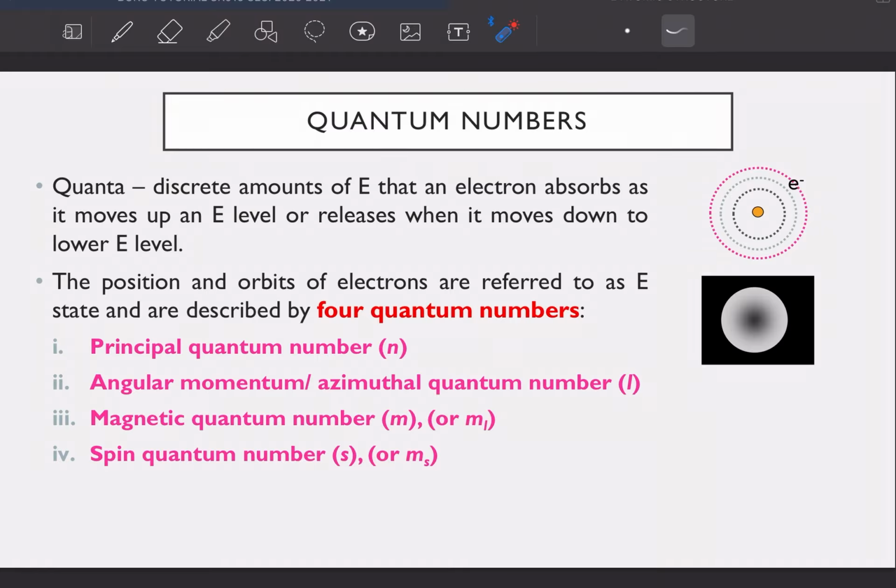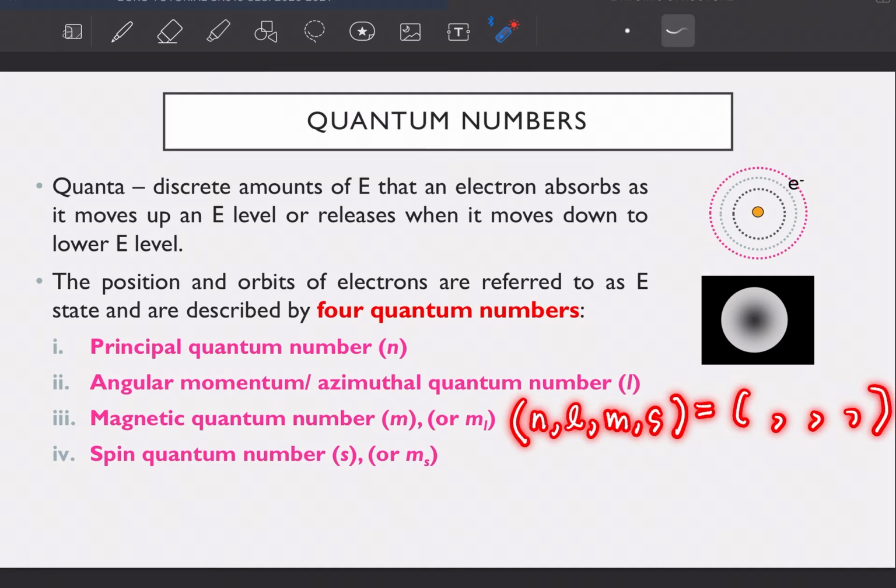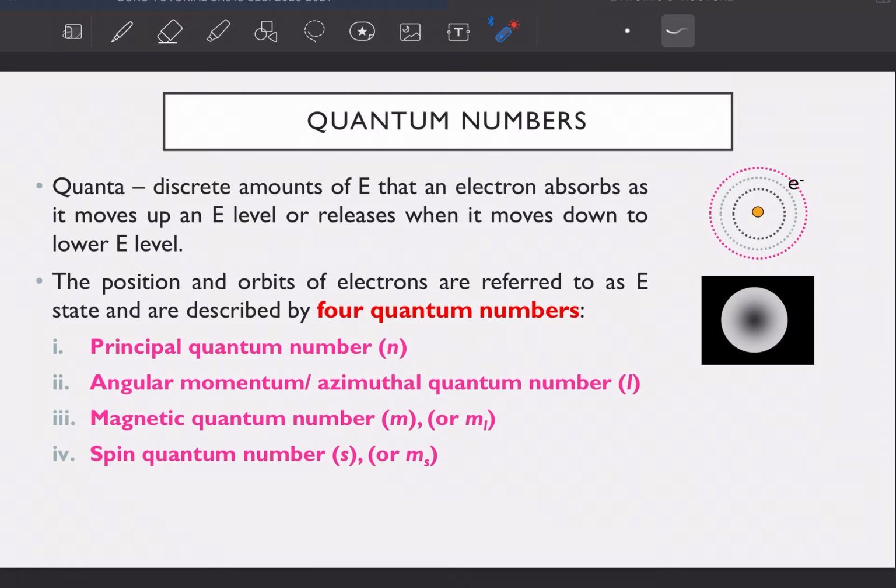Okay, so bila awak ada n, l, m, s, okay, macam ni. And then you have your numbers, okay, comma, okay. So this will basically be the address of one electron. Okay, so kita boleh tahulah elektron ni tinggal kat mana dalam awak punya atom. Alright, so n, l, m, s is the address, okay, of where your electron live within your atom. Okay, which orbital, which shell.